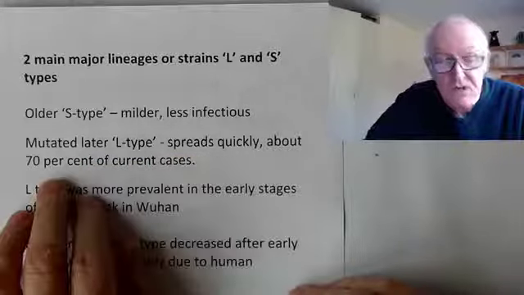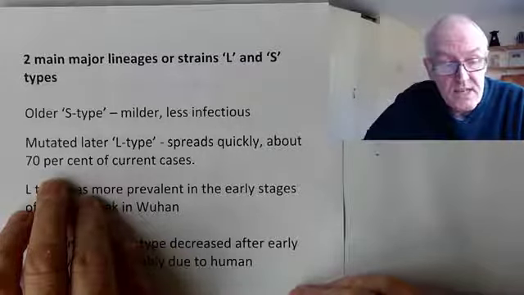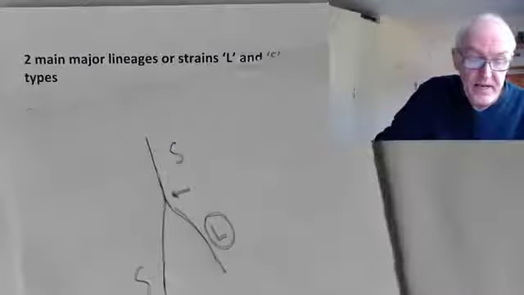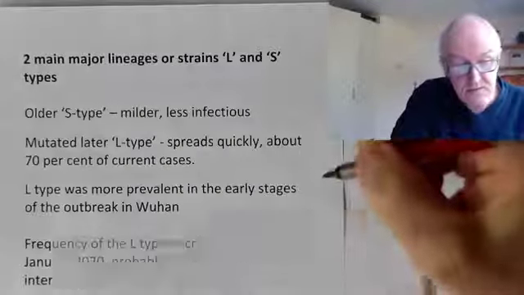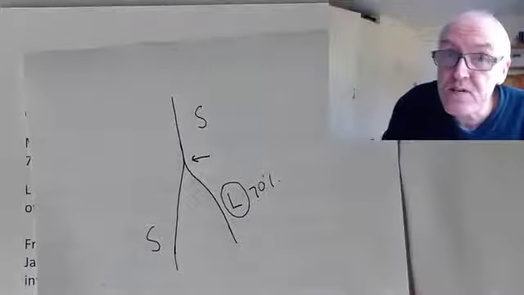Now, originally when these Chinese scientists were looking at it, 70% of the viruses they looked at had the L form genome, the L form. So when they looked at it, most cases were the L form. They found about 70% of these were L form in their initial study. But of course, this was inside China.